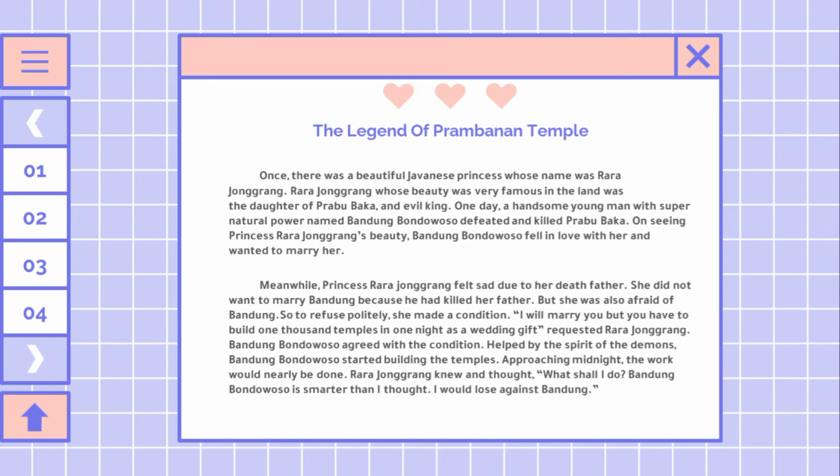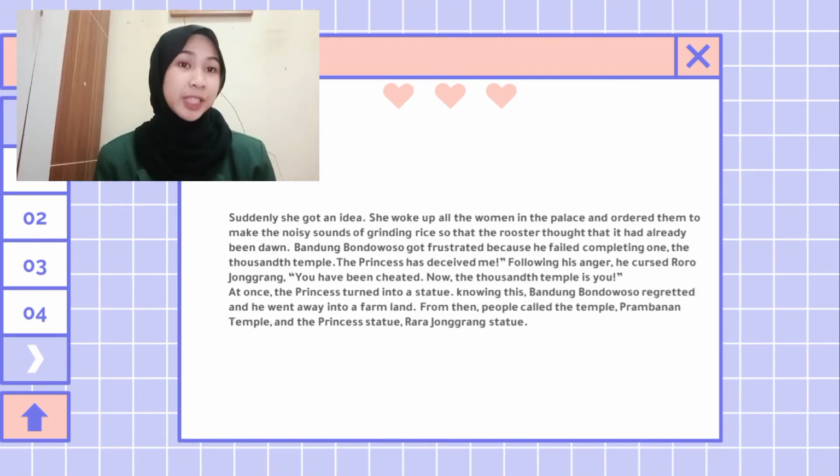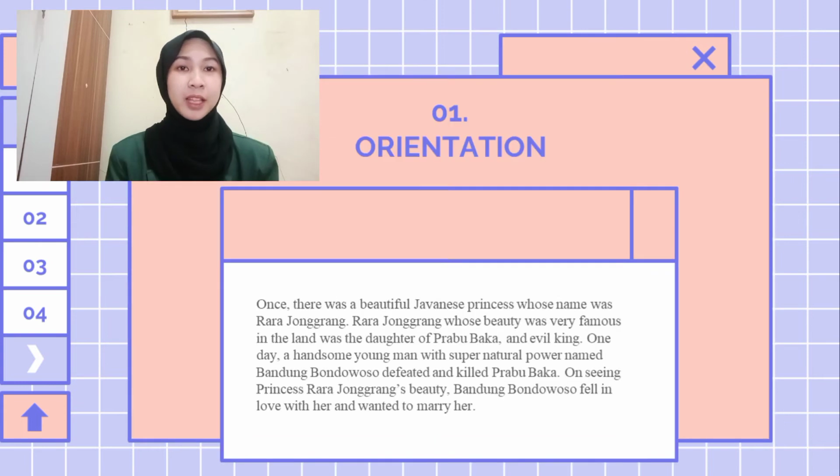Next is the example of narrative text you can see on your screen. This type of narrative text is legend and the title is The Legend of Prambanan Temple. After you see and read the text, now we will determine the parts of the text according to its structure. Okay, part 1 is orientation.